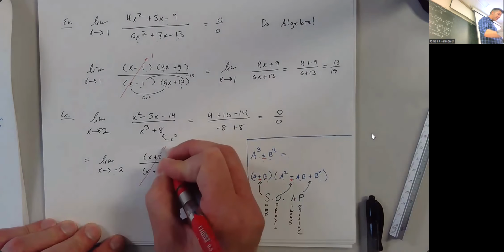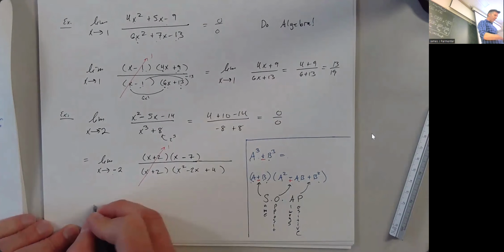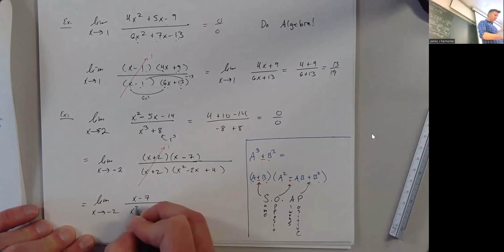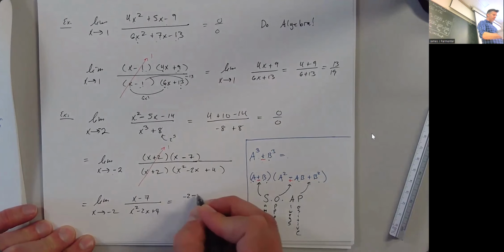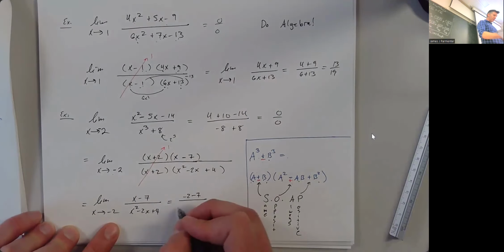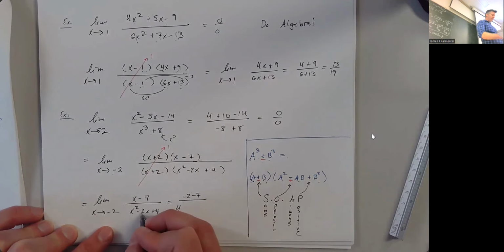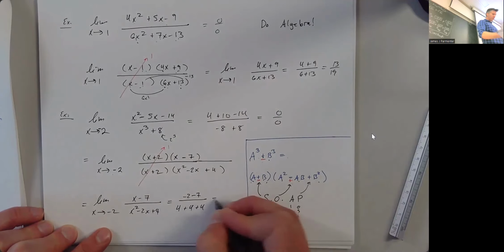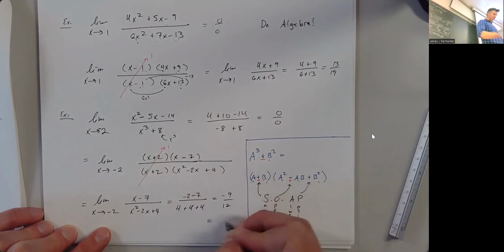And then we do the usual thing. x plus 2 divided by x plus 2 is 1. We're left with the limit as x approaches negative 2 of x minus 7 over x squared minus 2x plus 4. And that's going to be negative 2 minus 7 over negative 2 squared, which is positive 4, minus 2 times negative 2 is plus 4, plus 4, which is negative 9 over 12, which reduces to negative 3 over 4.